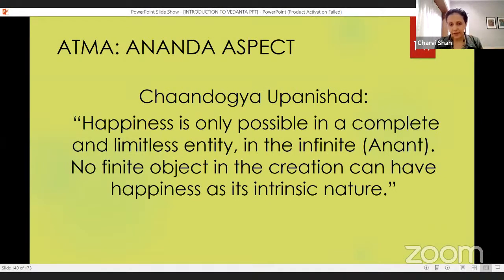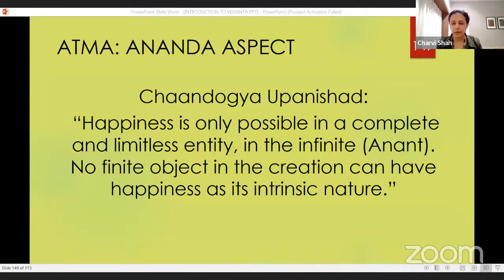So the Chandogya Upanishad says that happiness is only possible in a complete and limitless entity, in the infinite, in the Ananta. So no finite object, finite object means no object which is limited, which is simit, maryadit. No finite object in this creation can have happiness or Ananda as its intrinsic nature.